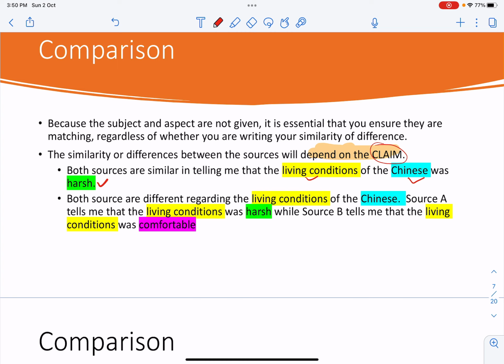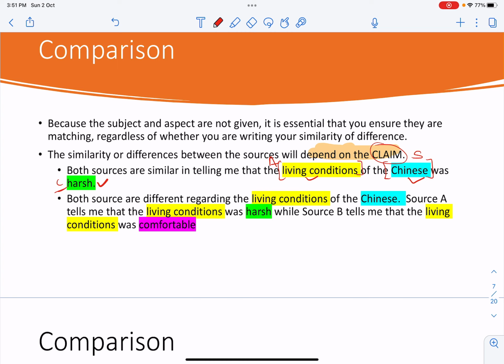Right? So I figure out the aspect, I figure out the subject, and then I figure out the claim. And in this case, it's a common claim from both sources. Hence, I can conclude both sources are similar in telling me that living conditions of the Chinese was harsh.